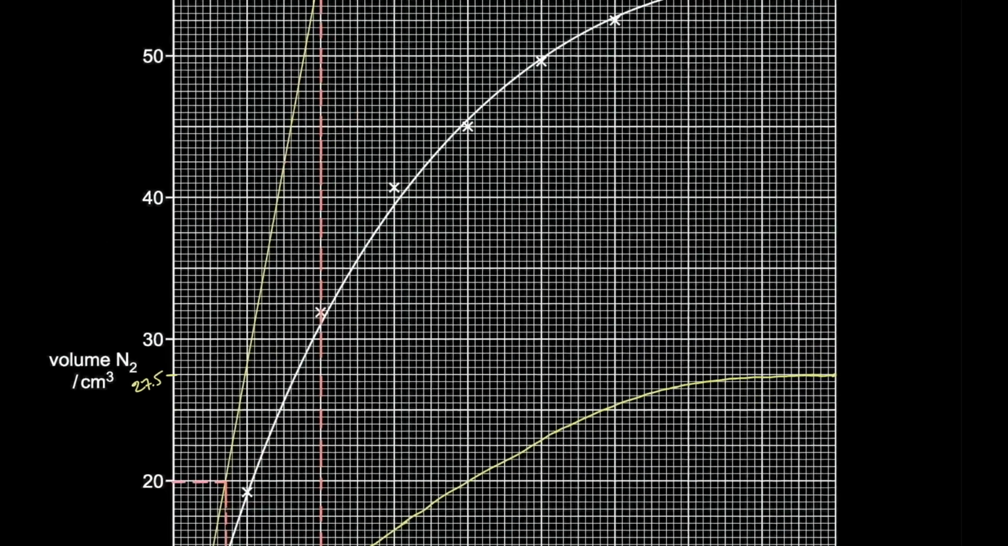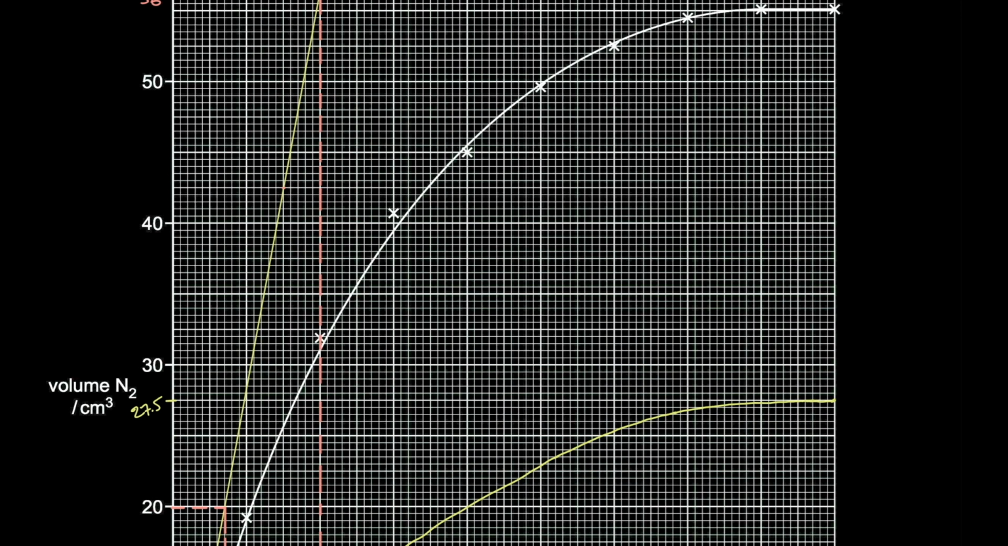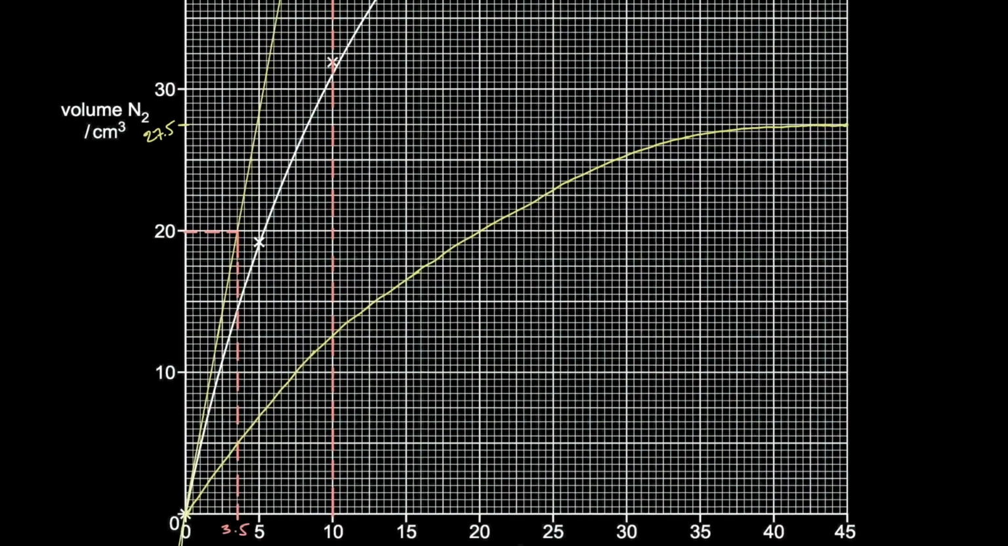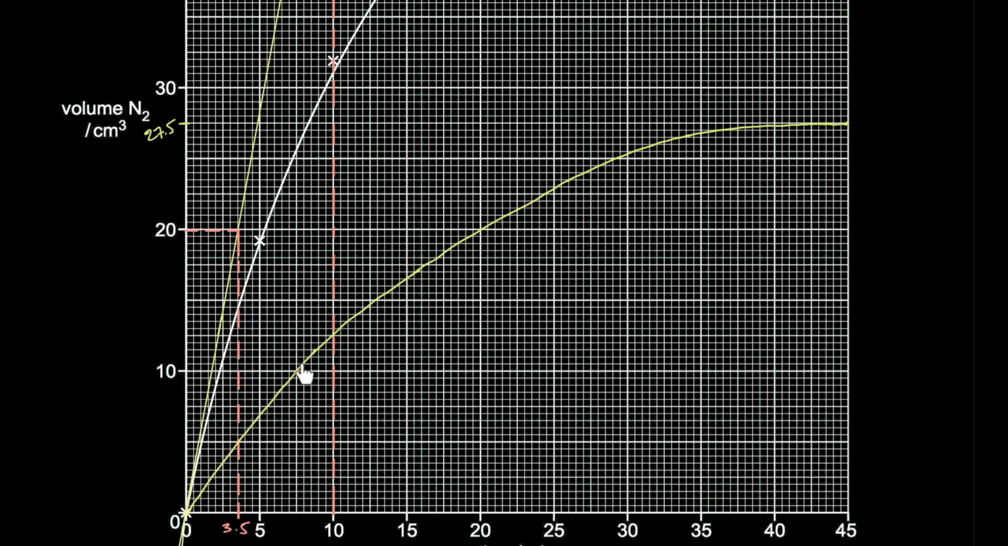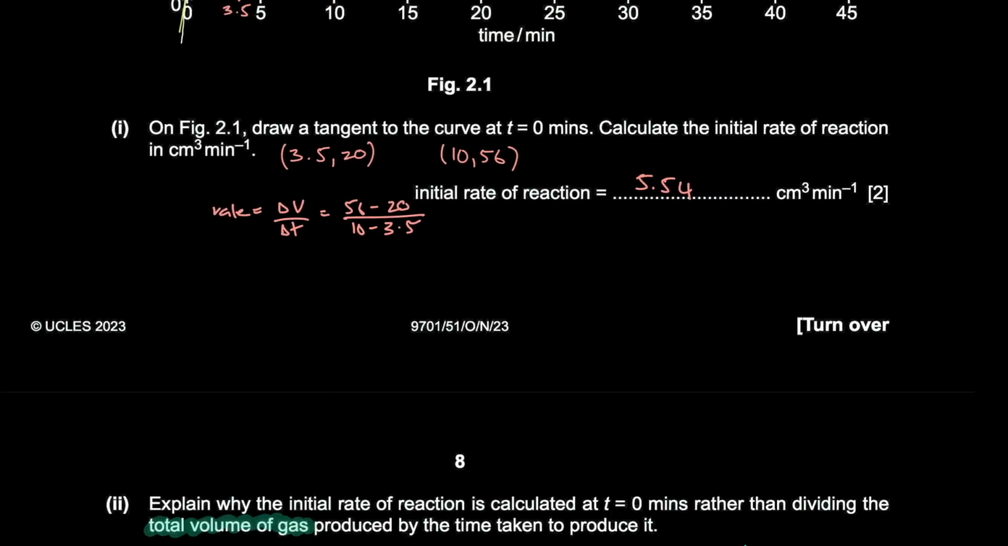So now, instead of collecting 55 cm cube, we're going to collect half the volume of gas. Okay, so this curve should plateau at 27.5 cm cube, half the volume of gas, because you have half the number of moles of the reactant. And the graph would be less steep, right? The graph would be less steep because decreasing the concentration will result in a decrease in the rate of the reaction.